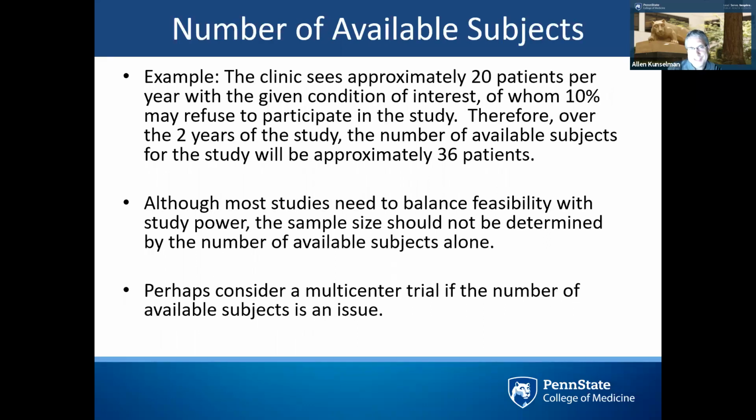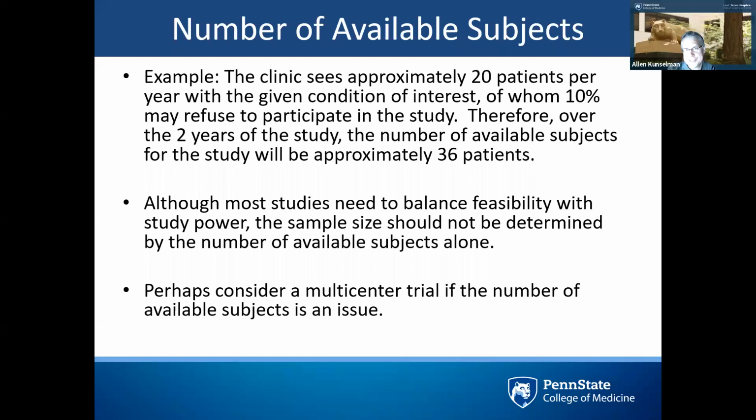Number of available subjects. So let's take this example. A clinic sees approximately 20 patients per year with a given condition of interest, of whom 10% may refuse to participate in the study. So over 2 years of the study, the number of even possible available subjects for the study will be approximately 36. Let's say your sample size and power calculation came out to be 60 subjects.